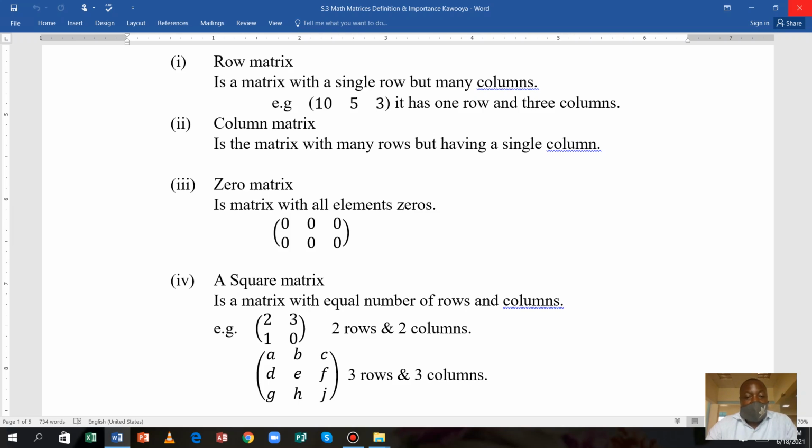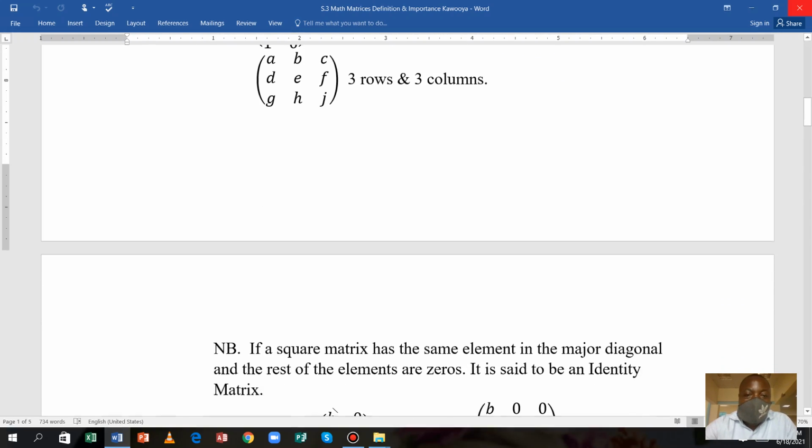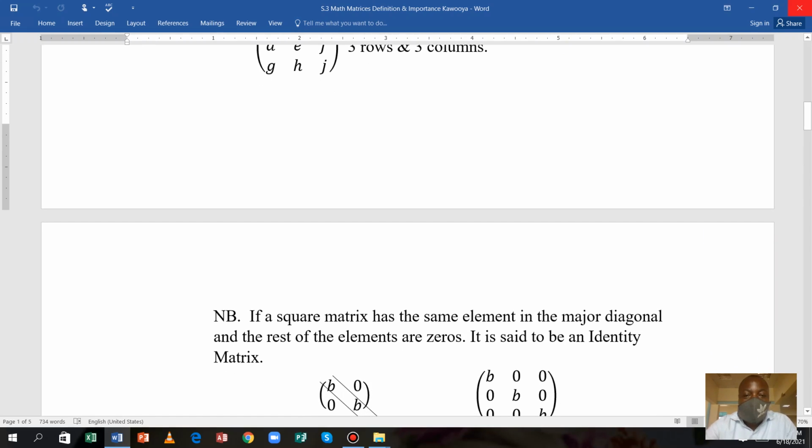Four, we have what we call a square matrix. And a square matrix is a matrix with an equal number of rows and columns. For example, we have a matrix with 2 rows and 2 columns. That is a square matrix. Then we have a matrix with 3 rows and 3 columns. So that is a matrix which is a square.